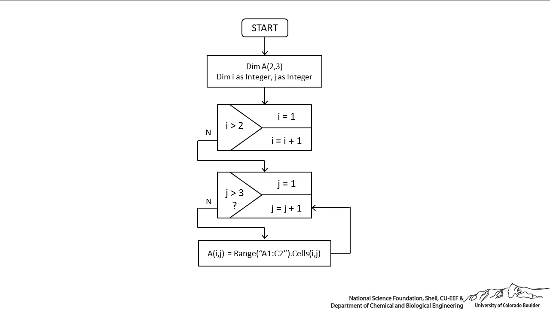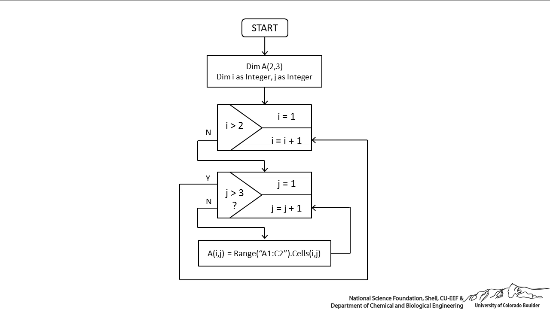So this would be the first time we go through this, i will be equal to 1, and then we iterate through j equals 1, 2, 3, so we'll pick up the first row and all 3 columns. Next, i will be incremented to 2, and then we'll go through all 3 columns of the second row. And then when we're done iterating through all rows and all columns, then we're done.